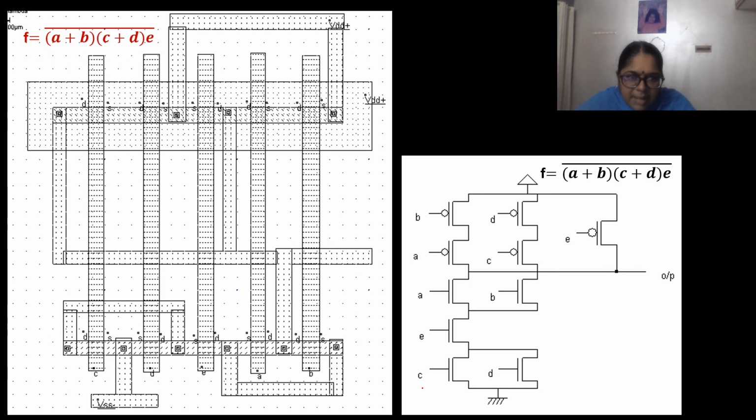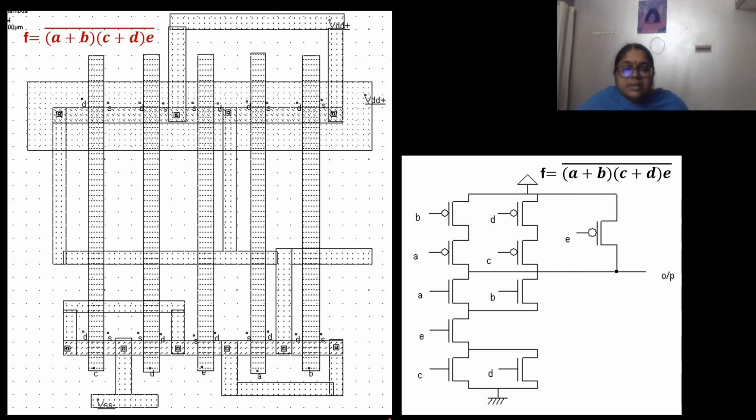This is another example which shows F is equal to A plus B into C plus D into E whole bar. So A plus B, so two transistors A and B in parallel, C plus D, so C and D in parallel. So into is there, or AND operation is there between all. So these two branches and transistor E all will be in series.